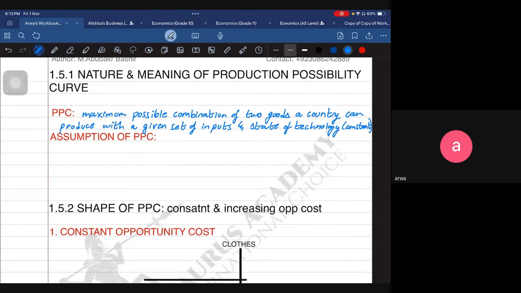Now the assumptions of the production possibility curve. So first assumption, there must be the production of two goods. So you can only see how the PPC works with two goods.